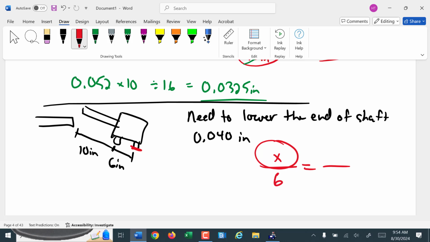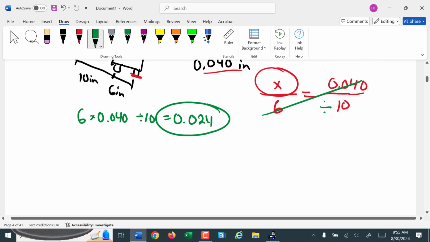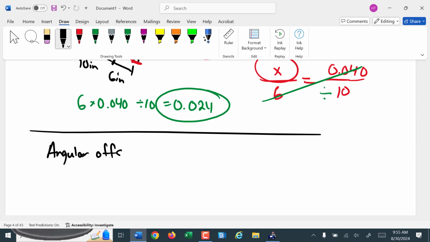So when we set this up, do we know the number here? That's the shim. That's what we're looking for, right? That's X. What goes below that? 6. On the other side, do we know what goes on top? The 40 thousandths that we need to drop the shaft. And on bottom, the 10. Perfect. And so we'll cross multiply and divide. 6 times 0.040 divided by 10 gives us what? 0.024. So 24 thousandths of an inch shim. Questions?